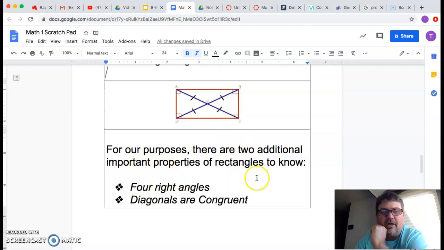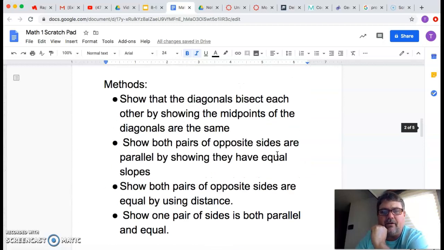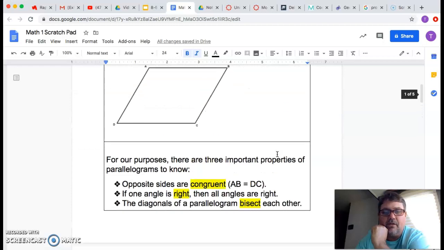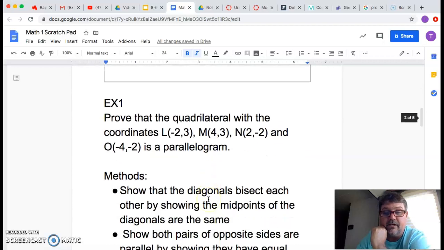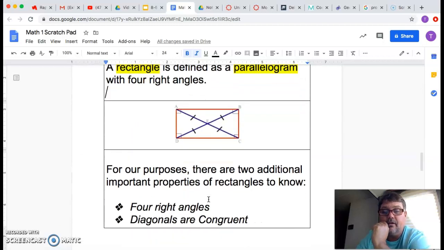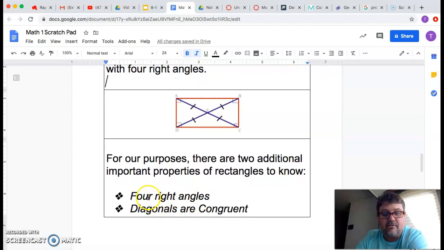Now I put this here, four right angles. Well, if you remember parallelograms, all you have to do is show there's one right angle, and they're all right. So to prove these are rectangles, you could take that route: just prove one of them is a right angle. And the question could come at you like this, to determine whether this is a rectangle. Well, then you could use one of these ideas to do so.